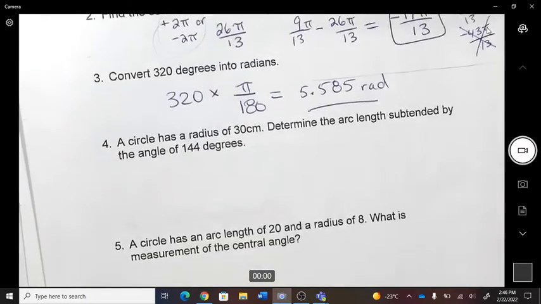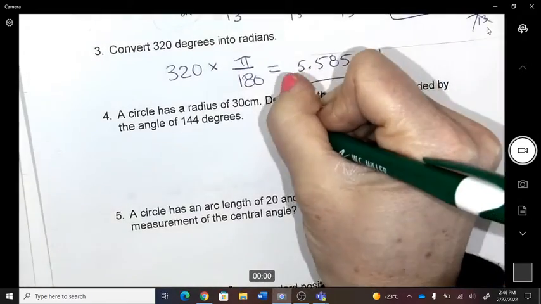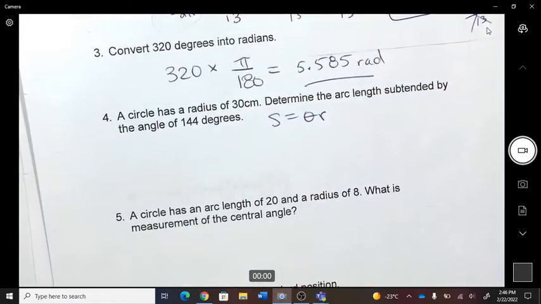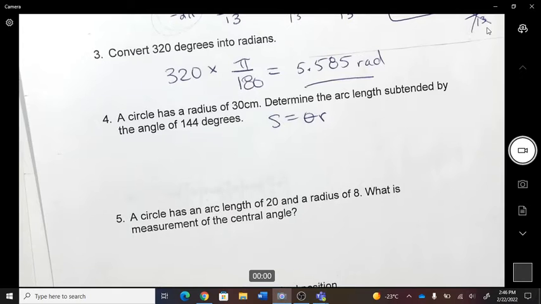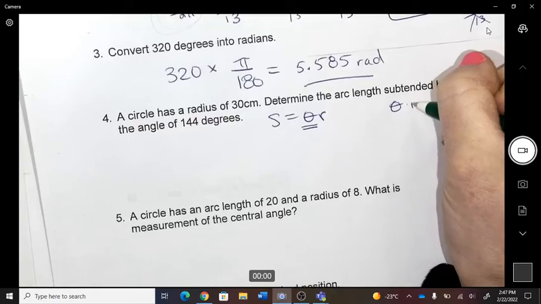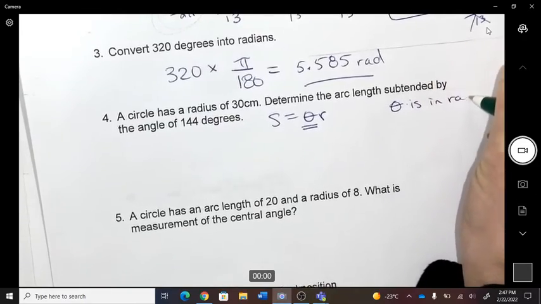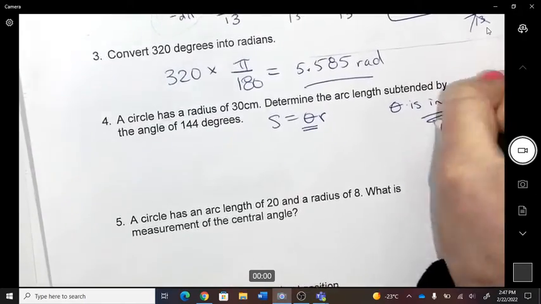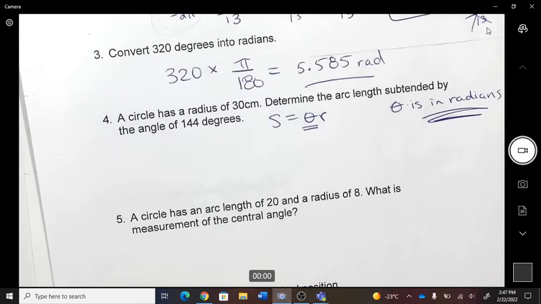Number 4, we're going to do the arc length stuff. So you have that formula. Arc length equals the angle times the radius. What do you know about the angle? It's in radians. Important, that angle that you go with is in radians.